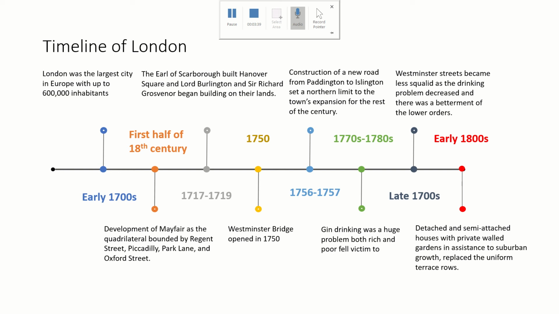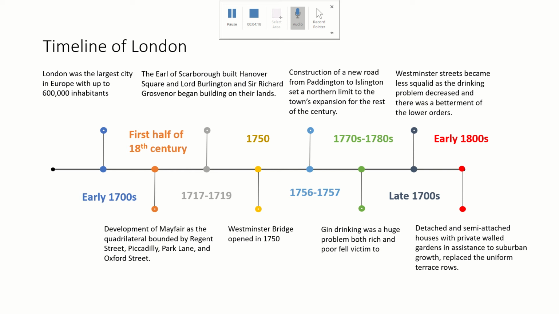From 1717 to 1719, large estates were being developed, such as the Hanover Square that was built by the Earl of Scarborough, and the lands that belonged to Lord Burlington and Sir Richard Grosvenor were being built as well. The Westminster Bridge opened in 1750, and from 1756 to 1757, construction of a new road from Paddington to Islington set a northern limit to the town's expansion for the rest of the century.